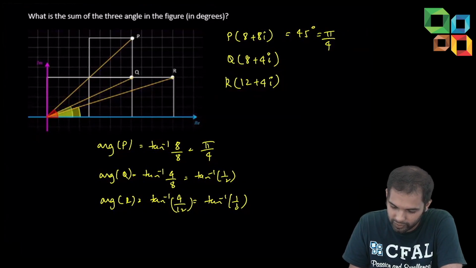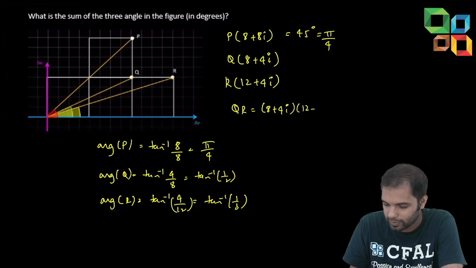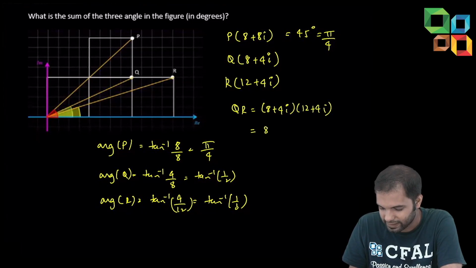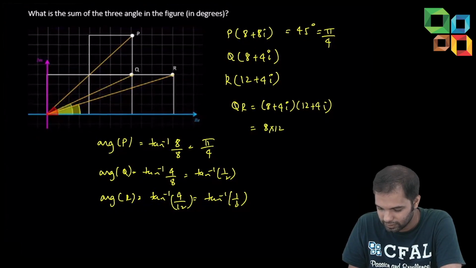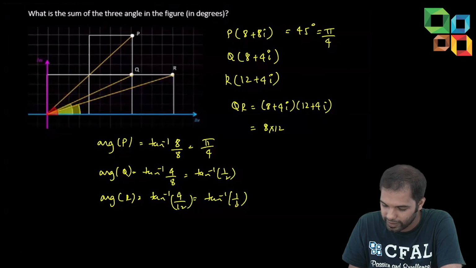So what we are going to do is Q into R. So 8 plus 4i into 12 plus 4i. 8 into 12, I'll keep it as it is. Let's not multiply unless we need to. Now 4i into 4i, which is minus 16. Next is i into 4 into 12. Again, there's one more i, 8 into 4.